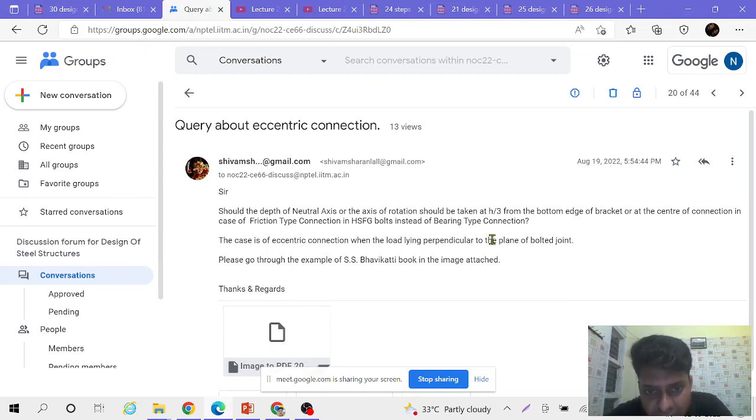Should the depth of neutral axis or the axis of rotation be taken at h by 7 from the bottom edge of the bracket, or at the center of the connection in the case of a friction type connection in HSFG bolt instead of a bearing type connection? The case is of an eccentric connection, when the load is lying perpendicular to the plane of the bolted joint. Please go through the example of SS Bhavikatti book in the image attached.